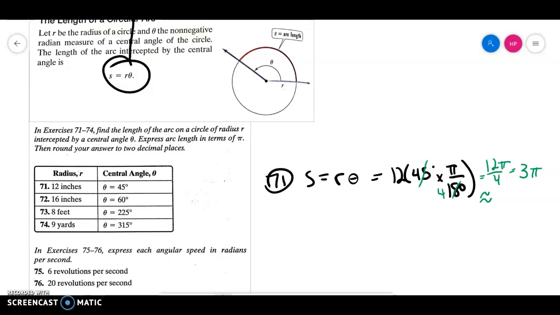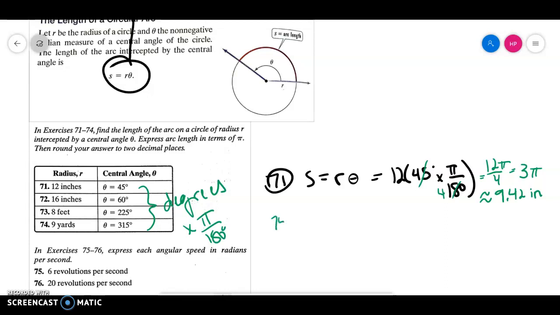3 pi to 2 decimal points would be 9.42. And this would be in inches because this is the measurement along the circle. And so the only thing we really have to watch for with all of these is because these are all in degrees, we have to multiply by pi over 180 to get to radians. So we'll take a look at just one more.